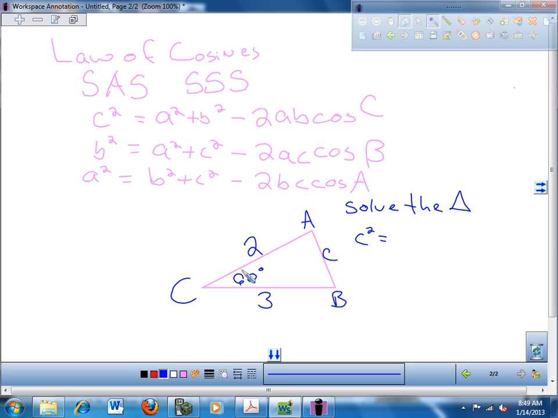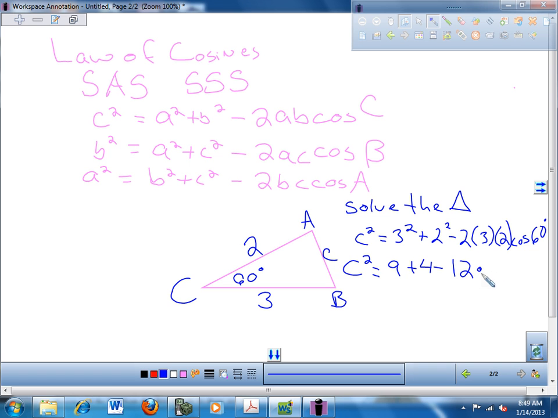So here we have c squared equals a squared, which we'll call 3 squared, plus b squared, which we'll call 2 squared, minus 2 times 3 times 2 times the cosine of 60. Well, I'm going to run out of room. That's okay. So now I know that c squared equals 9 plus 4 minus, multiply all this stuff together. Don't do the mistake of doing the order of operations wrong. First you have to multiply all this junk together, which is 2 times 3 times 2, which is 12, times the cosine of 60.